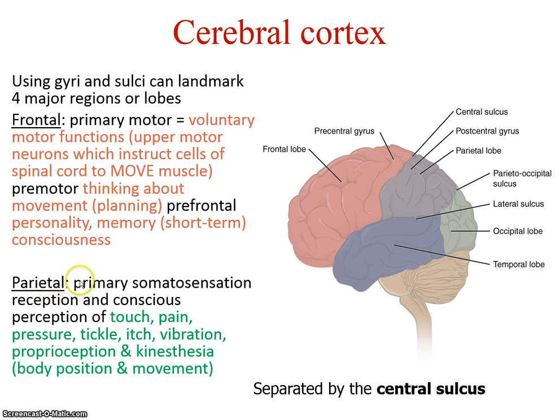The parietal is what we call the primary somatosensory reception. So this is our primary sensory area for the general senses, basically. That's what the somato means, general senses. The special senses are located in other areas of the brain. So this is your touch, pressure, itch, pain, tickle, I say here, vibration, proprioception, and sensing body movement. So this is where we become aware that these things have happened.